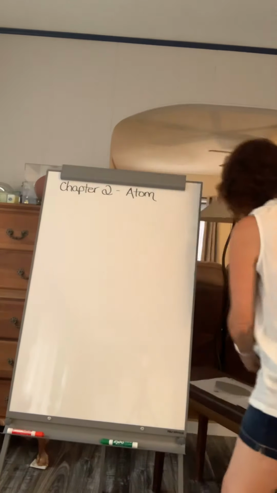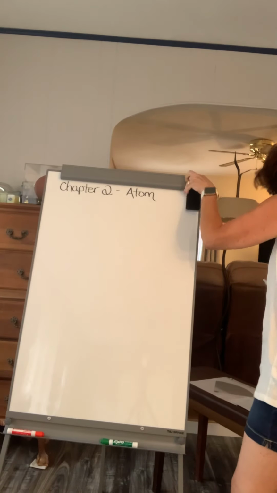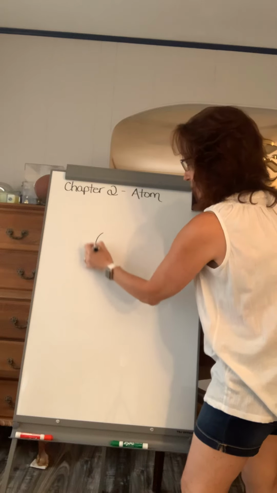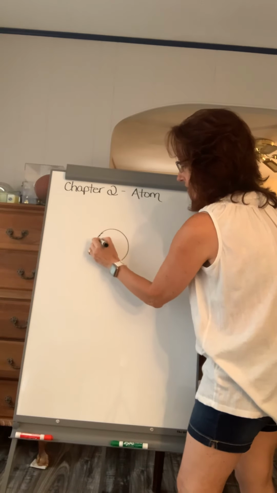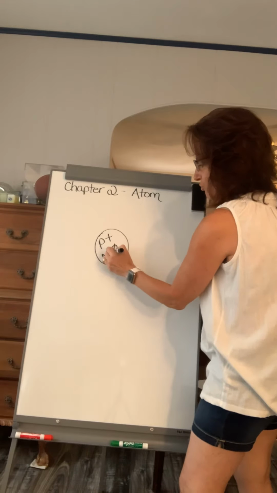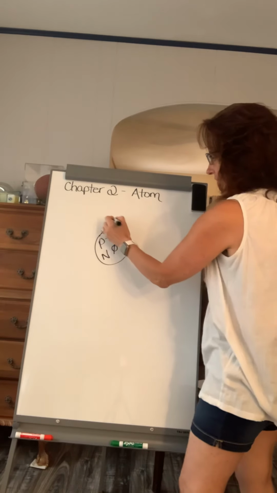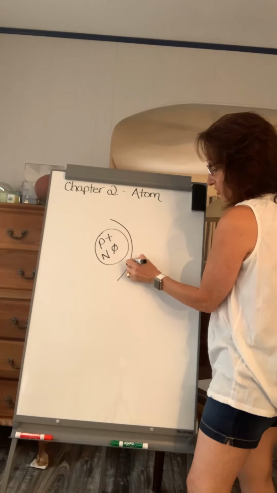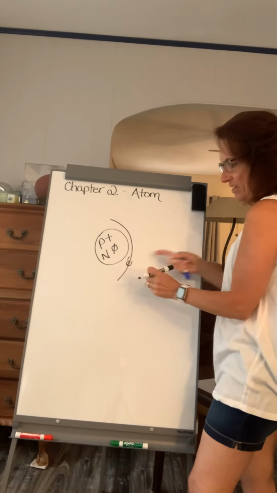All right, what else are we going to look at? We are going to look at the fact that when we look at an atom, in the nucleus, we have protons, which are positive, and we have neutrons, which are neutral, meaning they don't have any charge. And then on the orbital shell, if we just give it one shell, we have electrons, which are negative.